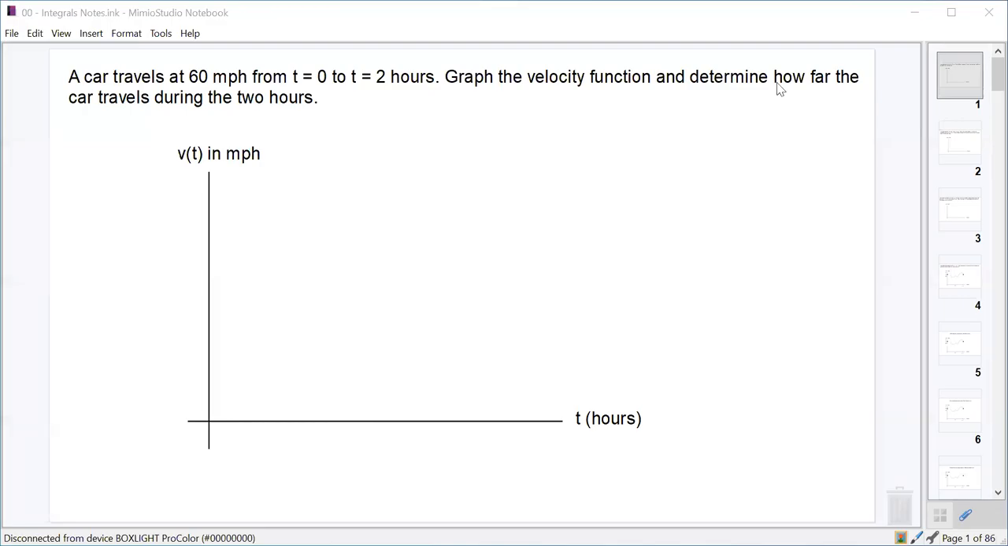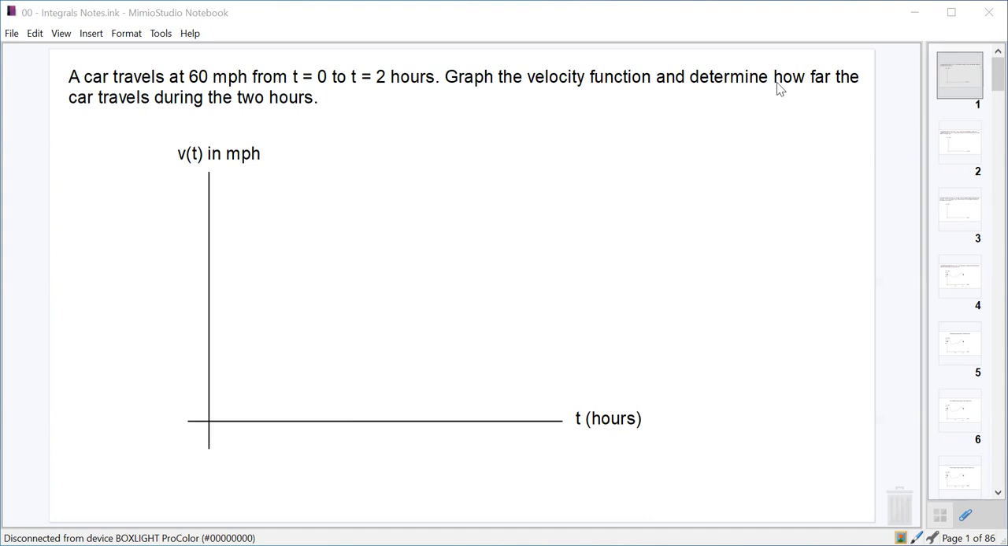Today we're going to begin our unit on integrals. And before we actually get into what an integral is and what it's useful for, we're just going to take a look at a couple of quick and basic situations here. So the first one is we've got a car traveling at exactly 60 miles an hour for 2 hours, t equals 0 to t equals 2.